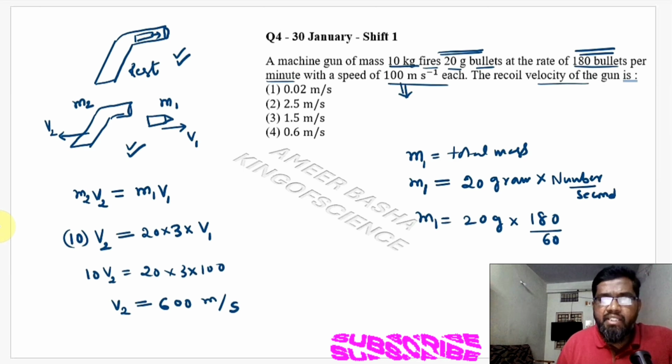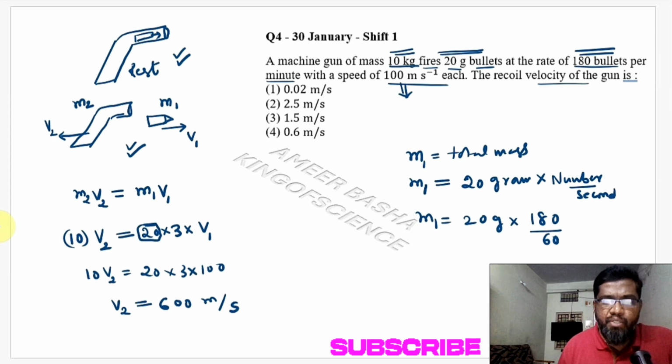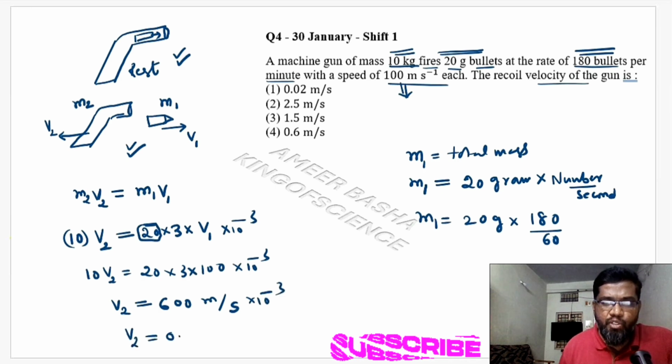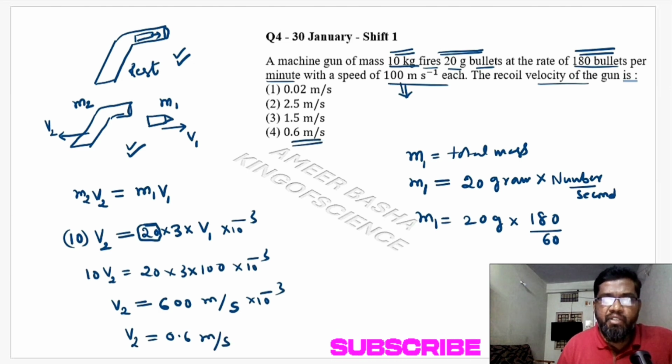Okay, so here the mass is given as 10 kilograms. We need to convert the mass of the bullet also into kilograms. Convert this 20 into kilograms: when 20 grams is converted into kilograms, we need to add another 10 power minus 3. If I add 10 power minus 3, then only our answer will be correct. So that means it will be 0.6 meters per second. So this answer will be correct here.